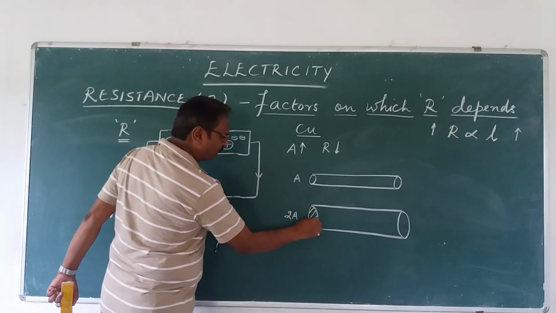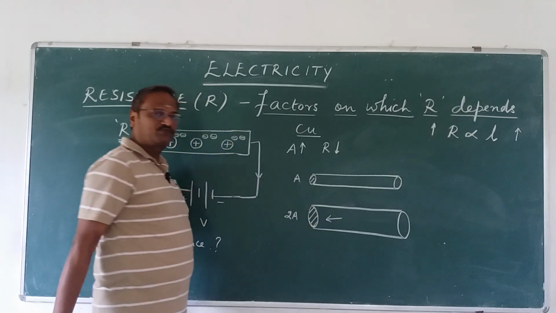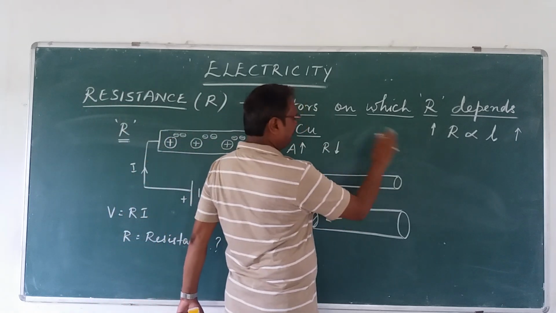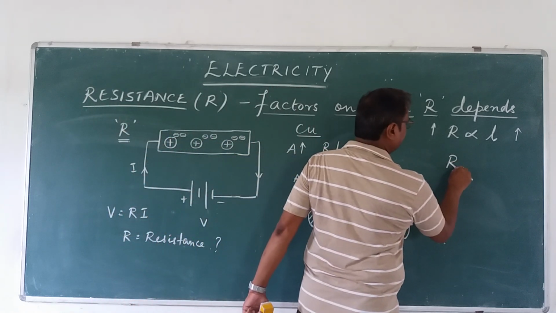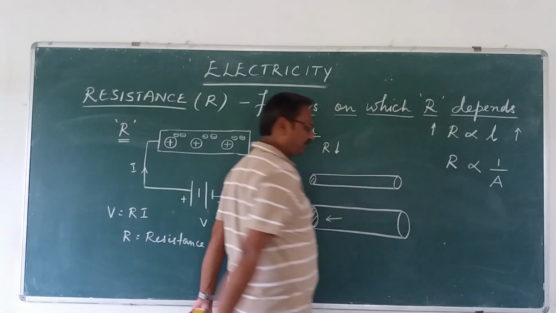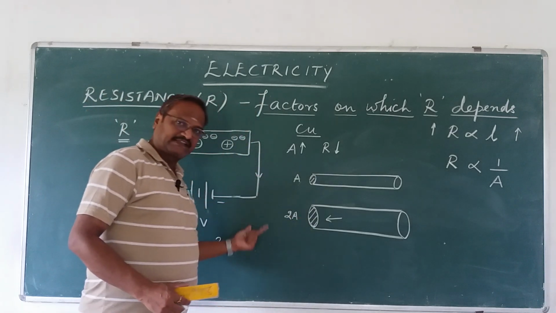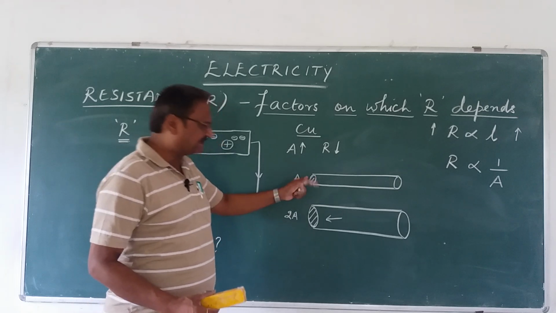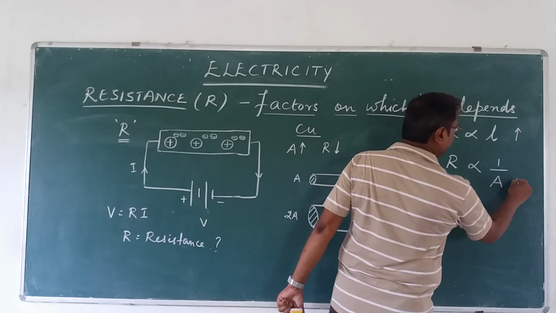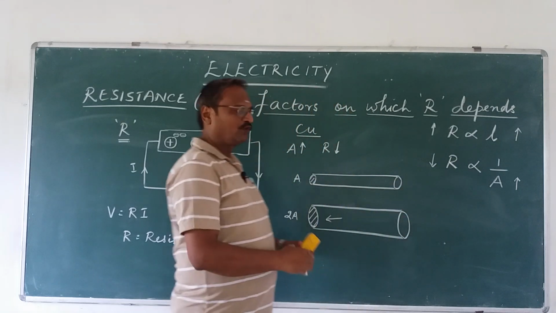The more the area of cross section, the better the flow of electricity will be. Resistance is less. So we can say the second reason is that resistance is inversely proportional to the area of cross section. Thickness is more, resistance is less. Thickness is less, resistance is more. So they are inversely proportional. As the area increases, the resistance will decrease, and vice versa.